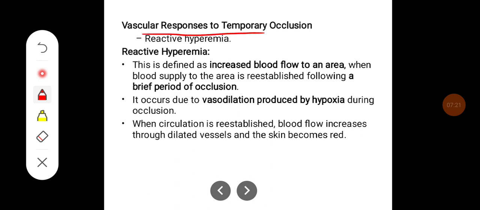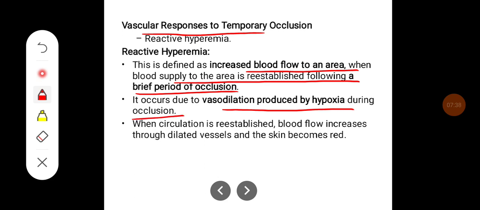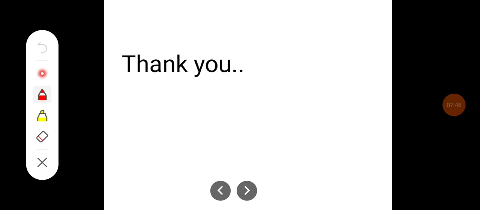Vascular responses to temporary occlusion, reactive hyperemia. This is defined as increased blood flow to an area when blood supply to the area is re-established following a brief period of occlusion. It occurs due to the vasodilatation produced by hypoxia during occlusion. When circulation is re-established, blood flow increases through dilated vessels and skin becomes red. So this is in brief about the cutaneous circulation. Thank you.